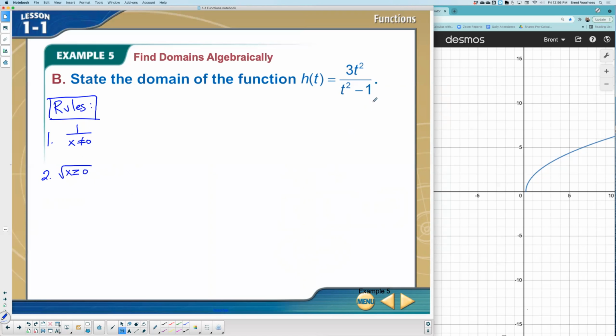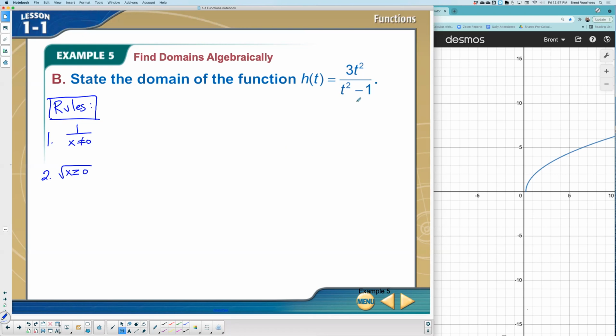Okay, let's look at our problem. On this problem, what do you assume the domain of h of t is going to be at the start? You always assume at the start the domain is all reals. What changes that is if it breaks a rule. Will this potentially break a rule? Do you see division? Do you see a square root? Division. So we might break rule 1.